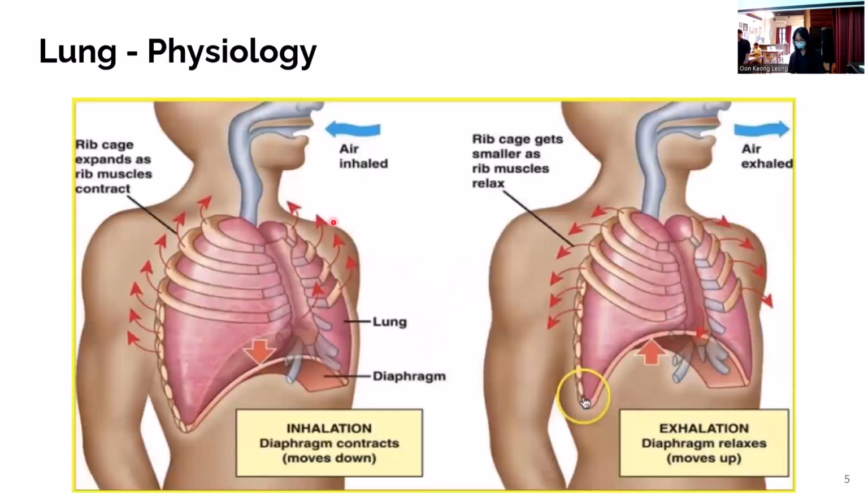So when we breathe in, our diaphragm, which is the muscle below the lung, will contract, and the volume of the lung will increase with decreased pressure, causing air to go in. Then when we exhale, everything will relax, the volume decreases, pressure increases, and the air will breathe out.